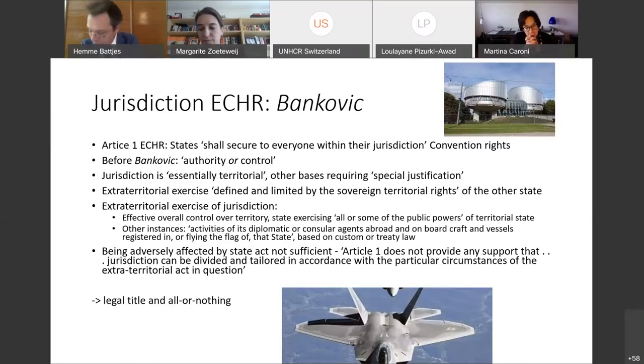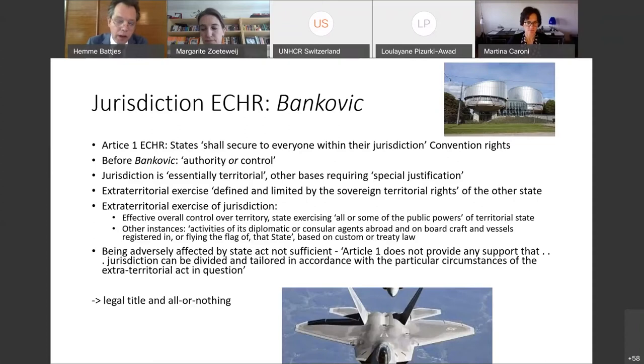As to the second type of extraterritorial exercise of jurisdiction, the court said that other instances were activities of its diplomatic or consular agents abroad, on board of crafts and vessels registered in or flying the flag of a state, and that it was based on custom or treaty law. So here again, it seems to emphasize a sort of legal basis for extraterritorial exercise of jurisdiction.